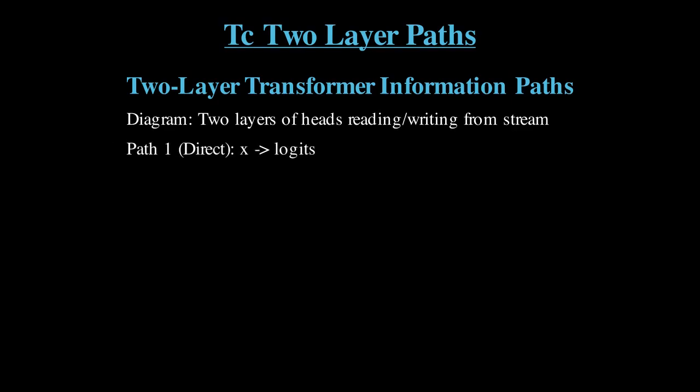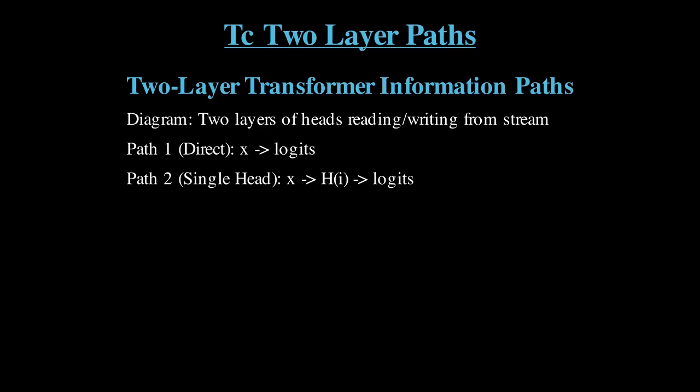First, the direct path: the original embedding is transformed by the unembedding matrix, contributing directly to the logits. Second, the individual head paths. A single head from either layer reads from the stream, computes its output, and writes back. This output then influences the logits. But the third kind is the game-changer, 2-head composition paths.